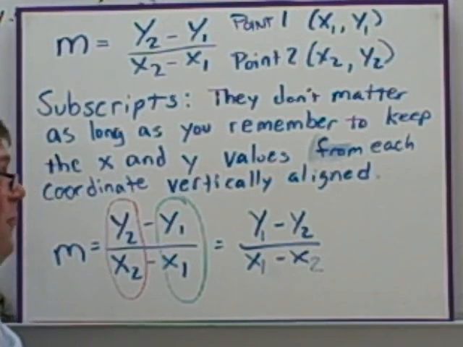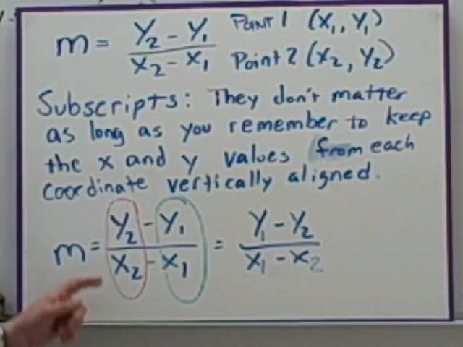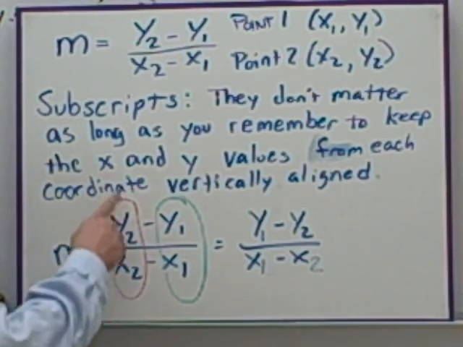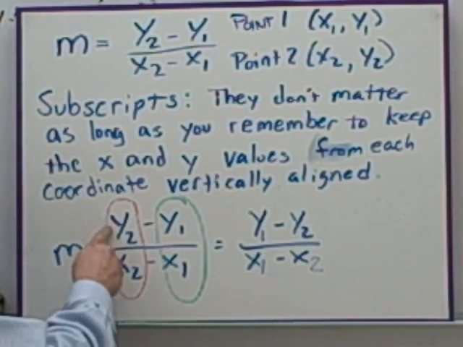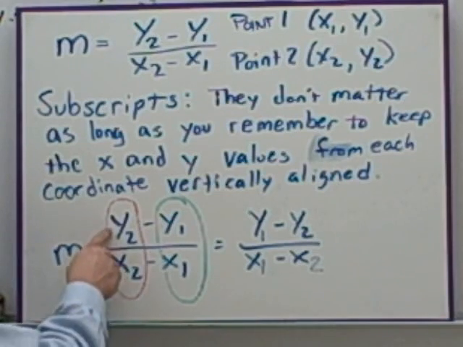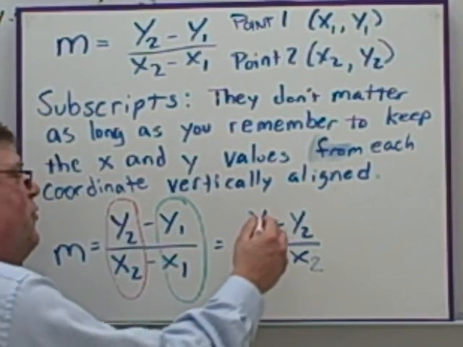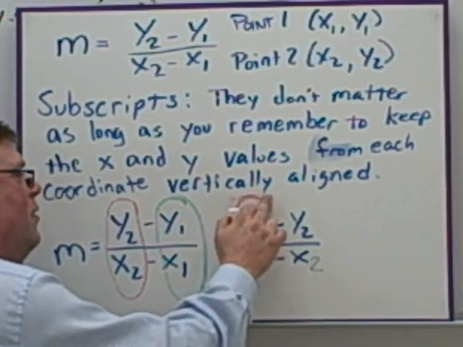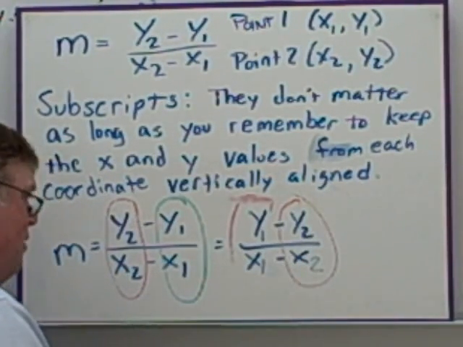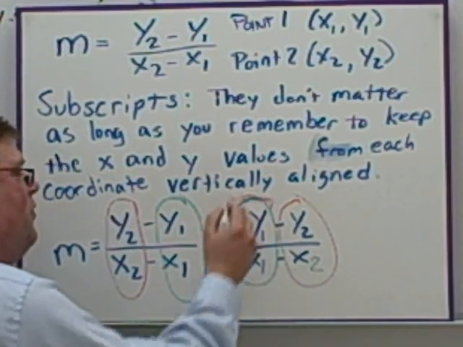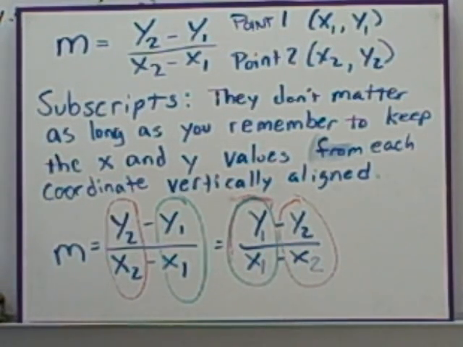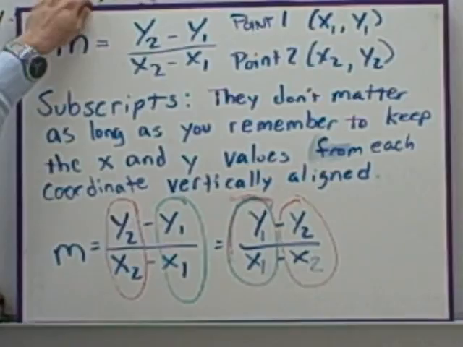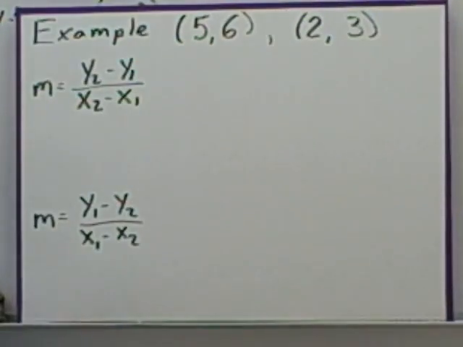But as it turns out, the subscripts don't really matter as long as you remember to line up your coordinates, your x and y values, vertically. Meaning that y2 and x2, the ones that come from the second point, come together here, and the ones at the first point here. If you switch them around and you do the y2, x2 here, and the y1, x1 here, it's still going to give you the same answer. So you can, in a way, ignore those subscripts. Let's take a look at an example and see what happens here.